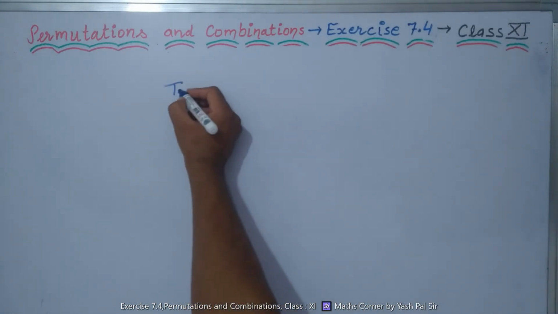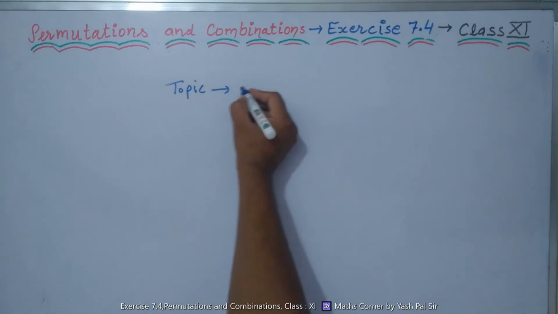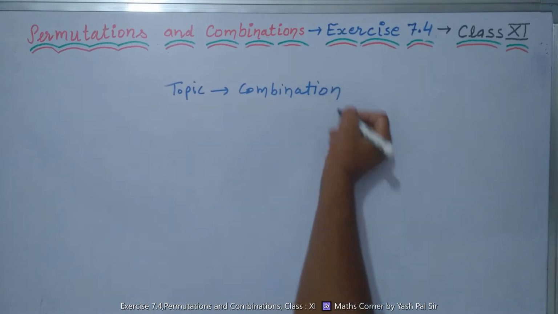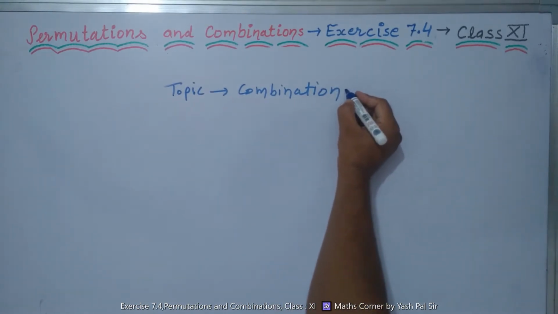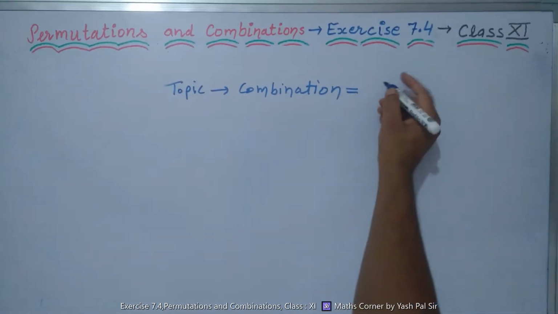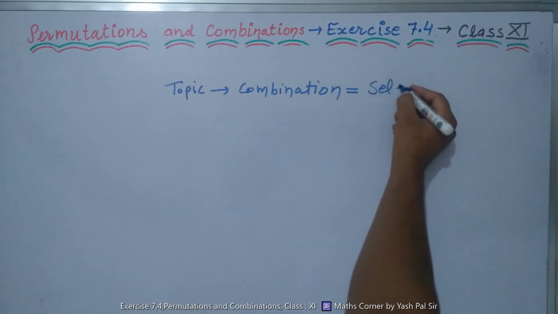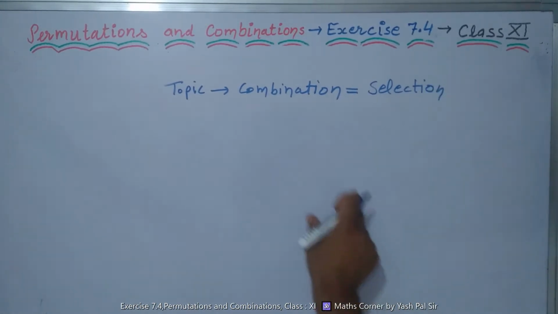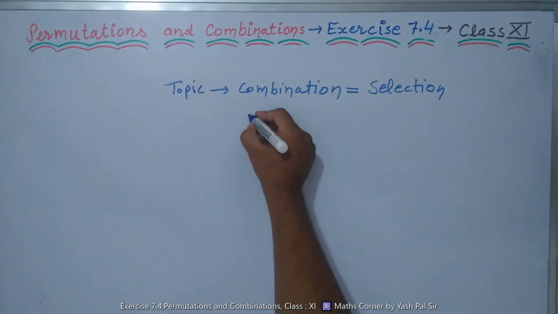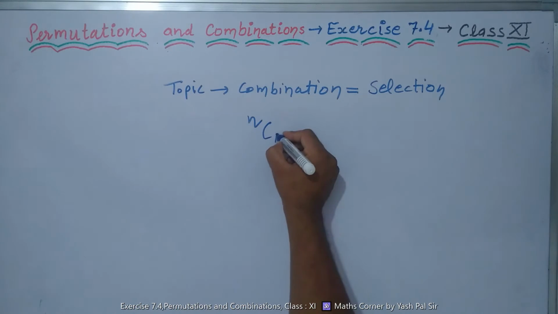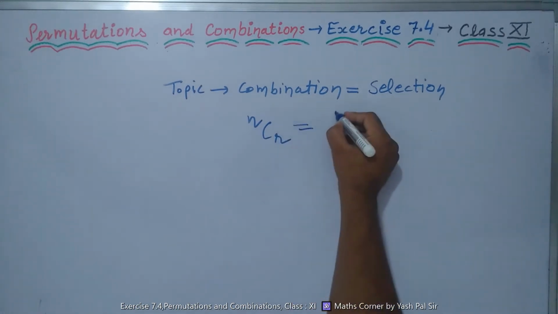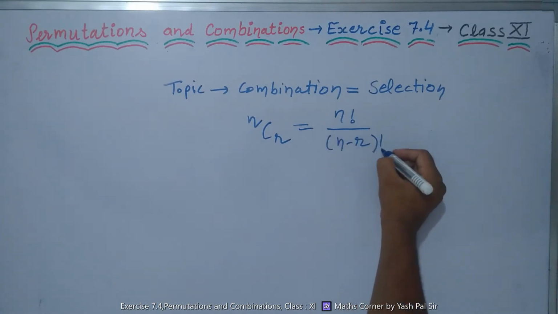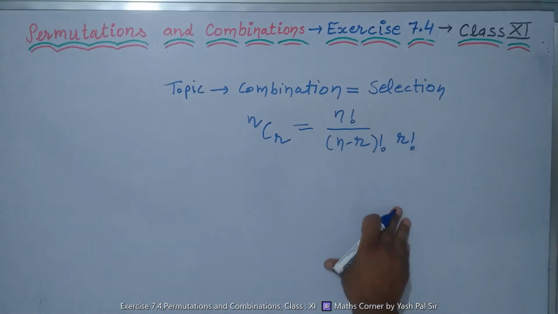The topic of the exercise is combinations. So, first of all, in simple words, we call combination selection, right? So in algebraic form we write this as nCr. nCr means n factorial divided by (n minus r) factorial into r factorial.